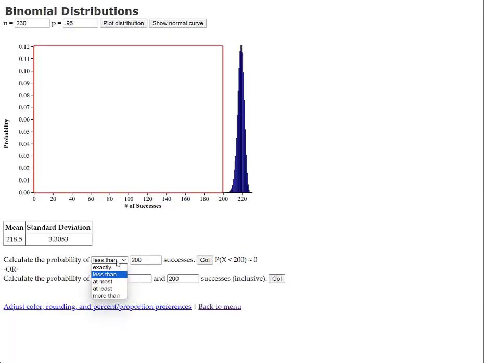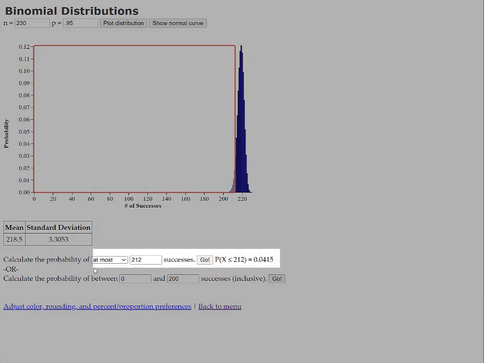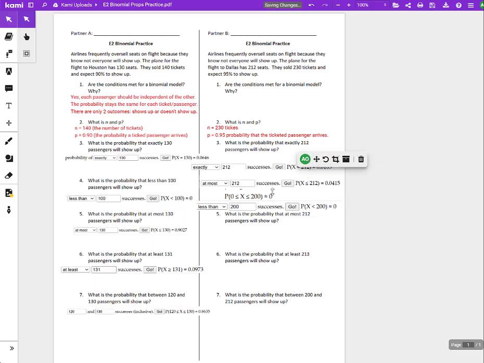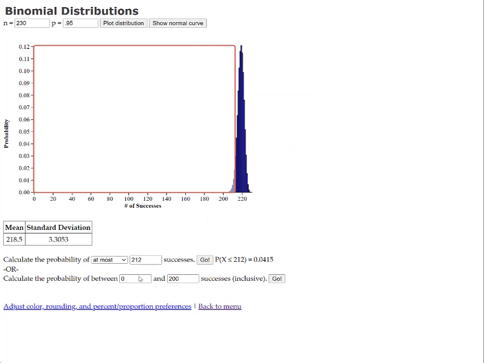At most 212. So there is a drop down, at most 212. Put in the right number. Hit go. And you get that value. Put it in here. Then we've got our at most. And what is the probability at least 213? So at least, let's get that first. 213.